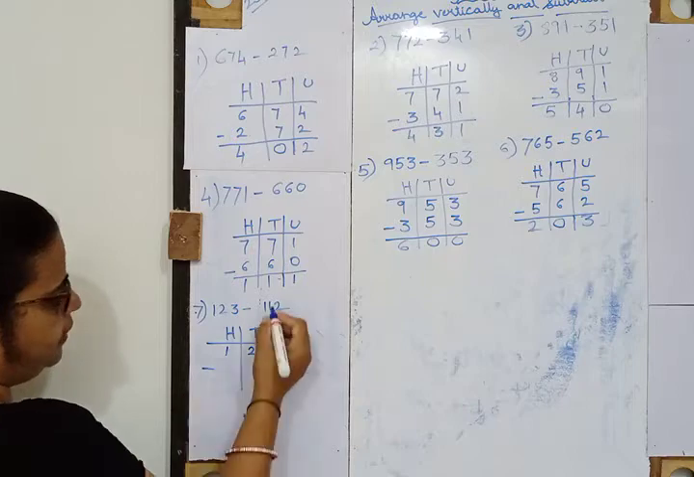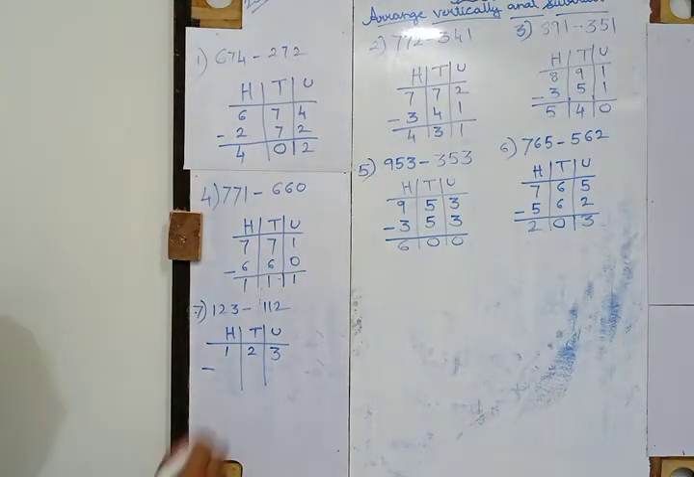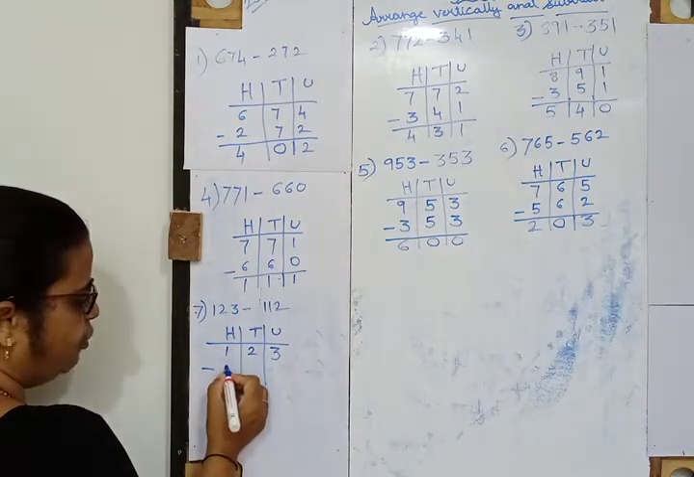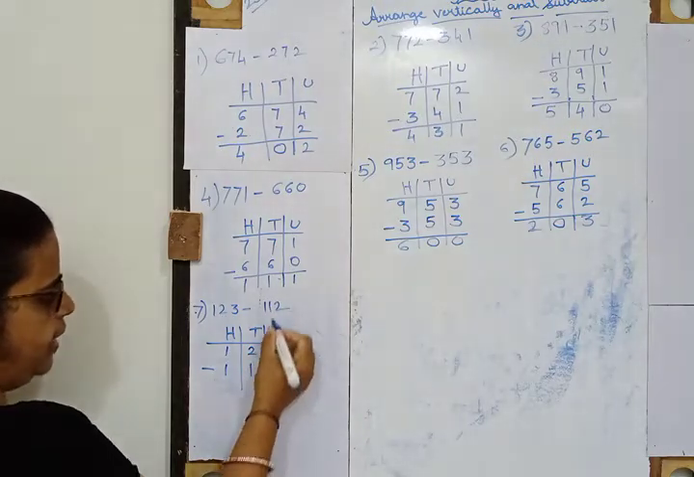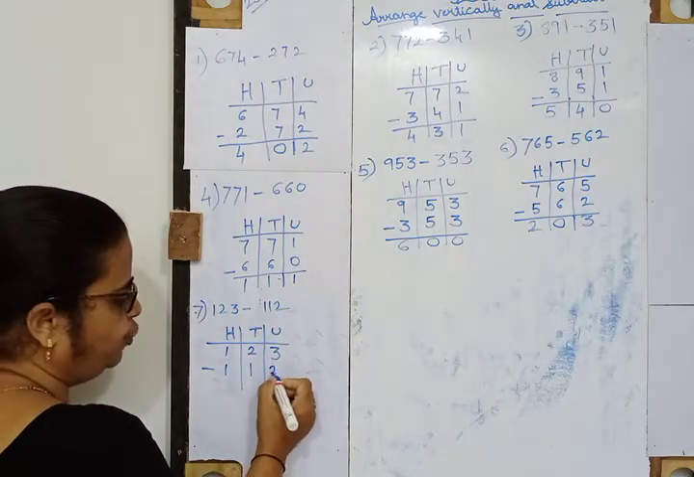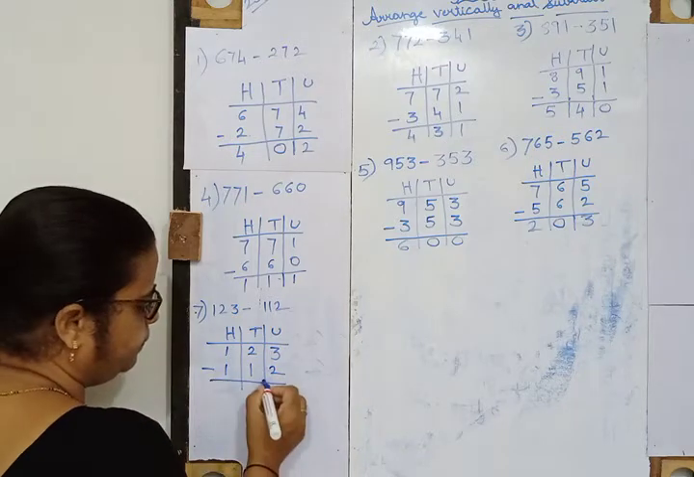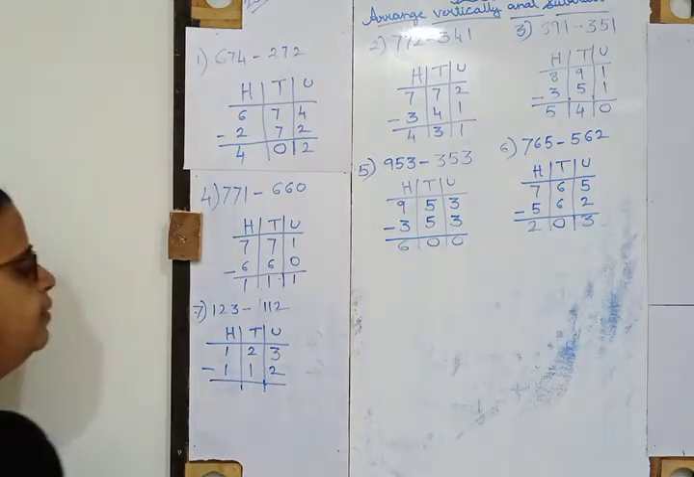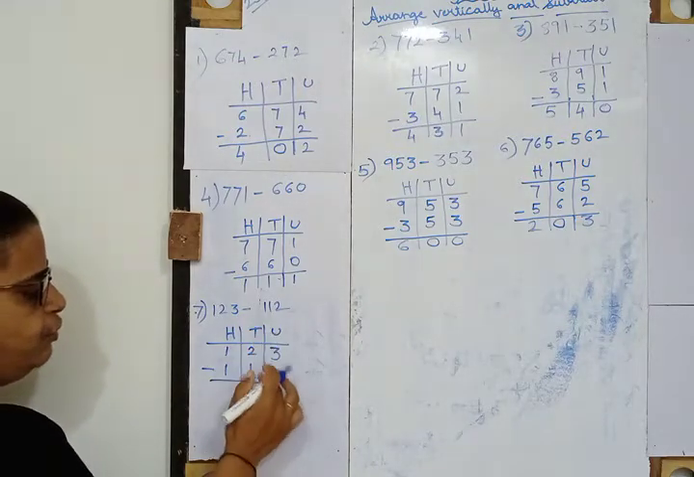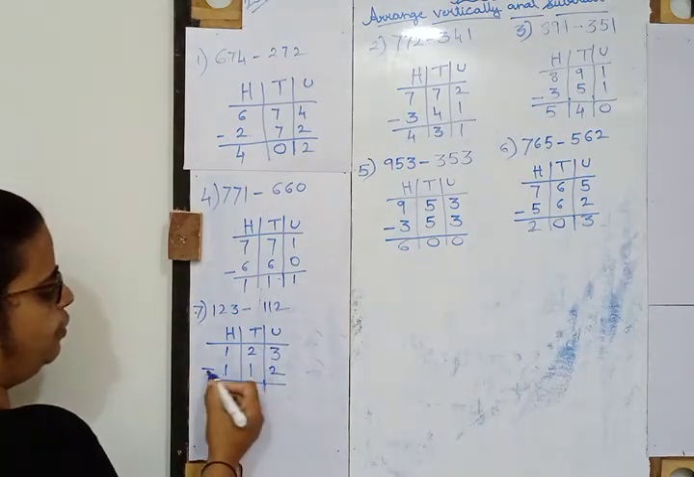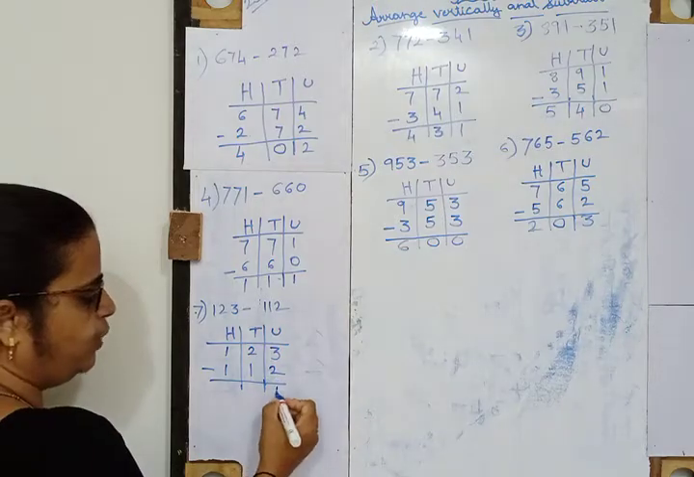So minus 112. Same way, in the hundreds column I am going to write 1. And in the tens column again I am going to write 1. And in the units column I am going to write 2. So first we begin with the units column. So 3 units minus 2 units, we get 1.